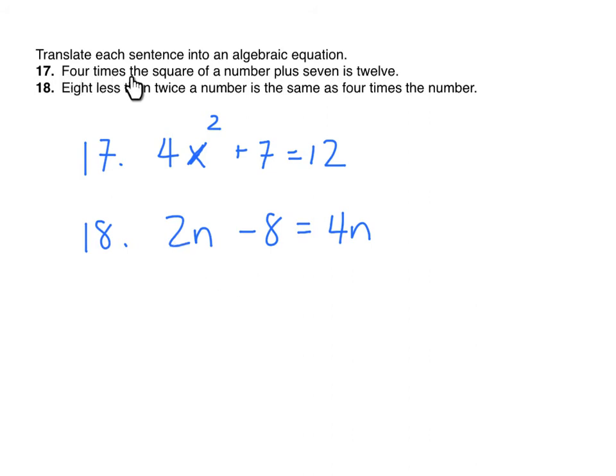4 times the square of a number is 4x squared. Plus 7 is your equal sign, and then your 12. 8 less than is -8. 8 less than what? 8 less than twice a number is the same as, might as well just say is, it is equal to 4 times the number.